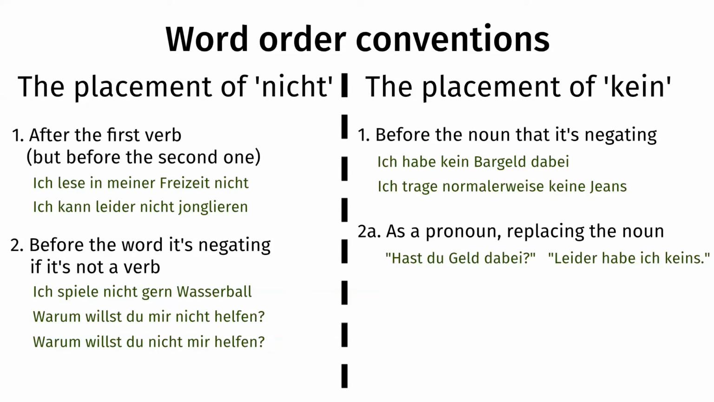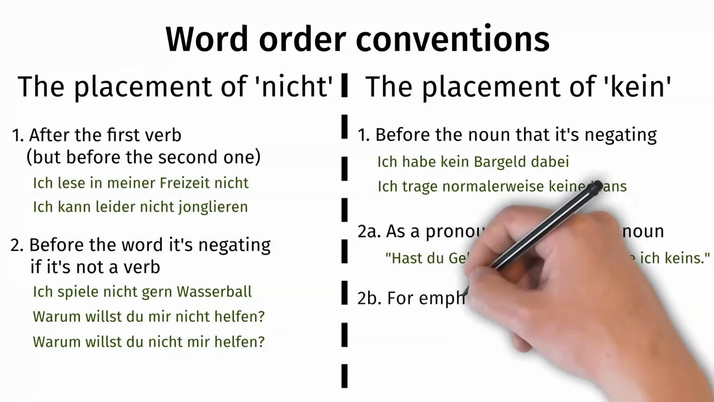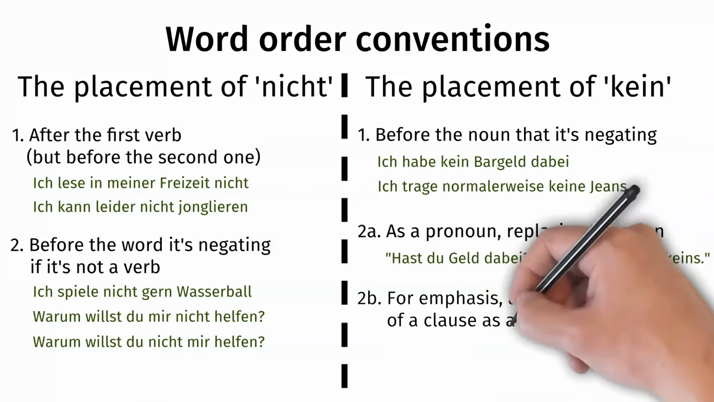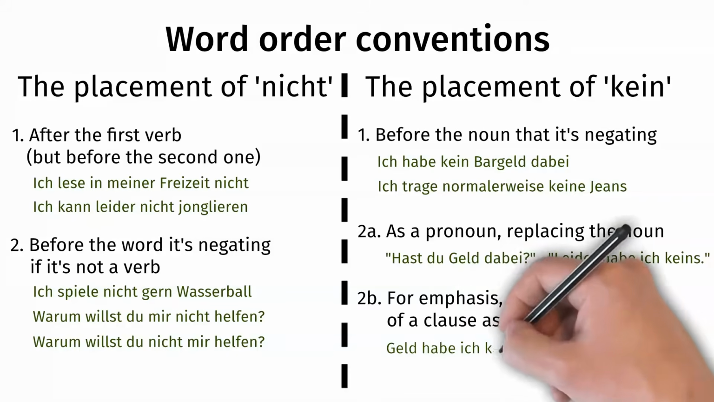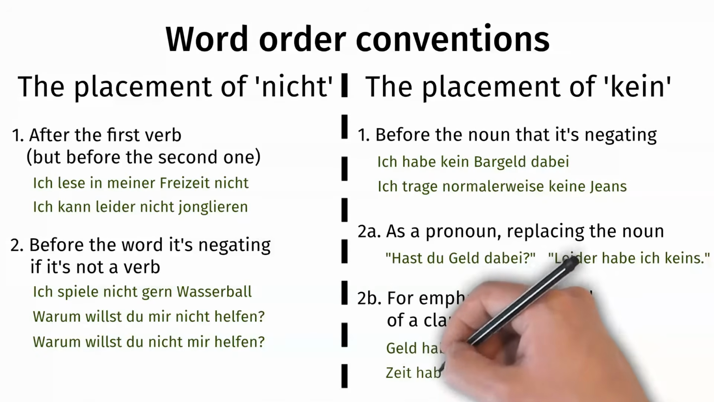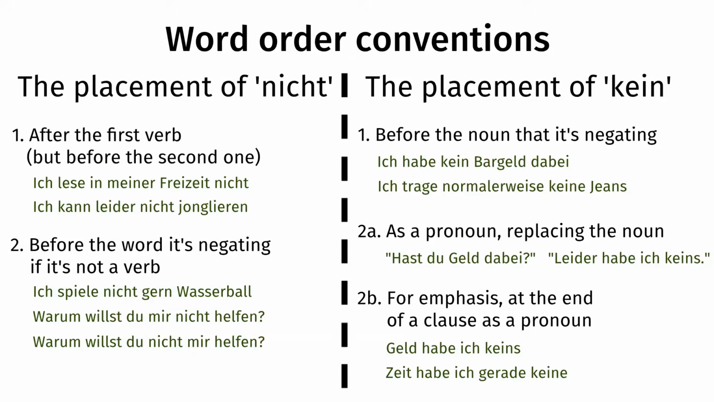But sometimes you have the noun and the pronoun kein that goes with it in the same sentence for emphasis. And so kein will go for emphasis at the end of a clause as a pronoun. For example, Geld habe ich keins. Money, I don't have any of that. Zeit habe ich gerade keine. I don't have any time at the moment.